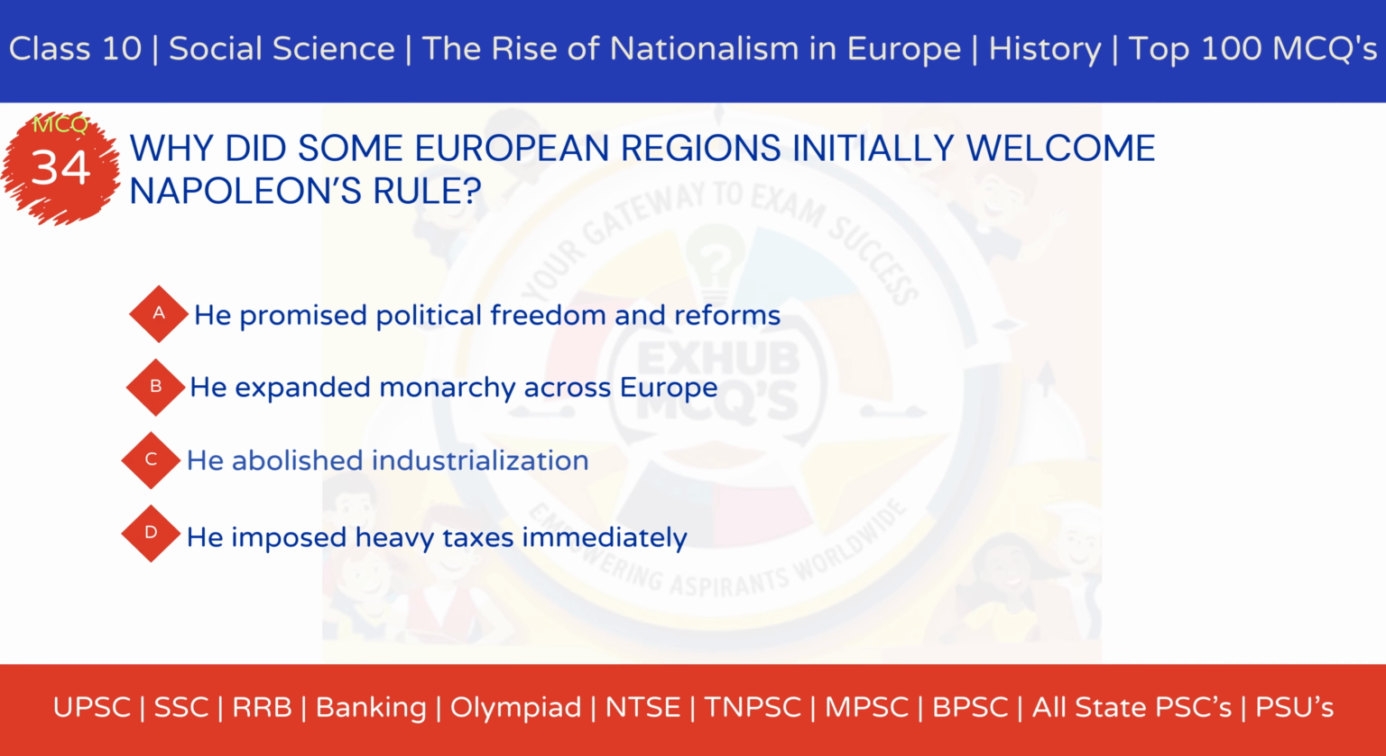MCQ 34. Why did some European regions initially welcome Napoleon's rule? Option A. He promised political freedom and reforms. Option B. He expanded monarchy across Europe. Option C. He abolished industrialization. Option D. He imposed heavy taxes immediately.